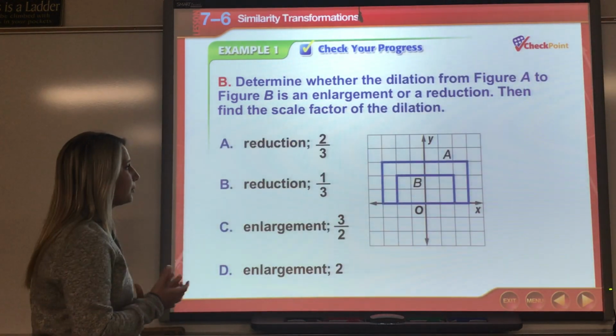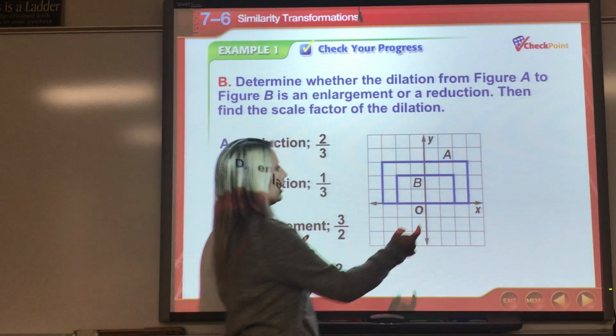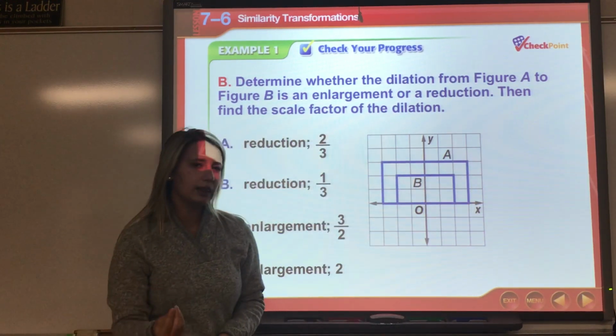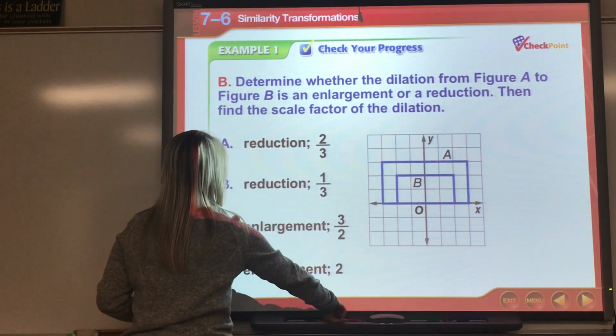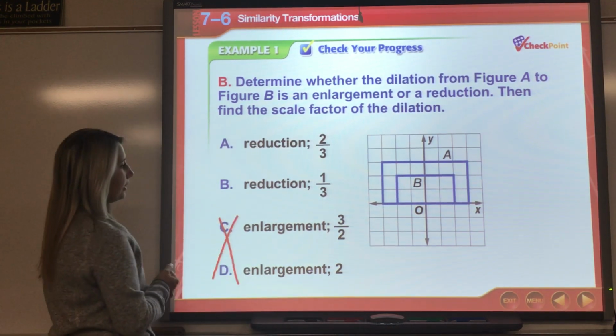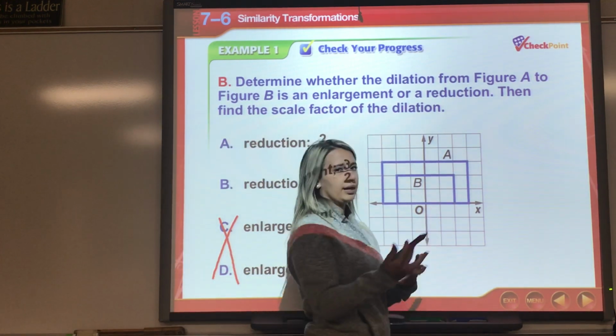Okay, here's another one. We're going to do the same thing. So we're still going from figure A to figure B. Figure A is here, figure B is here, so it looks like we're getting a little bit smaller. So we're going to say it's a reduction. Now we have to find our scale factor, so I just keep looking at these side lengths.